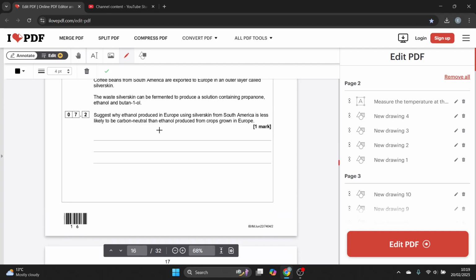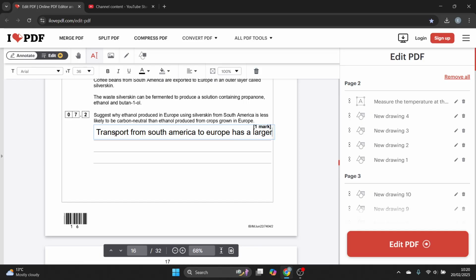Suggests why ethanol produced using silver skin from South America is less likely to be carbon neutral than ethanol produced from crops grown in Europe. The transport from South America to Europe produces carbon dioxide, has carbon emissions, but you could also say it has a larger carbon footprint.